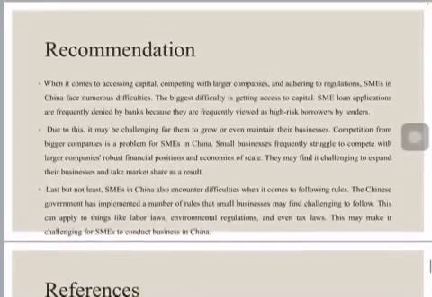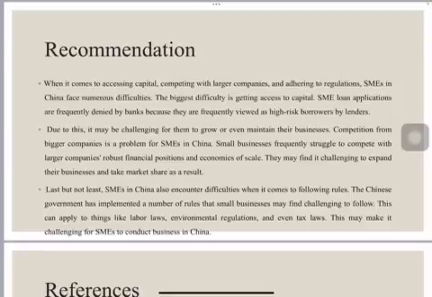Here are the recommendations. SMEs face difficulties when it comes to accessing capital, competing with larger companies, and adhering to regulations. Due to this, it may be a challenge for them to grow or even maintain their business. Last but not least, SMEs in China also encounter difficulties when it comes to following the rules.